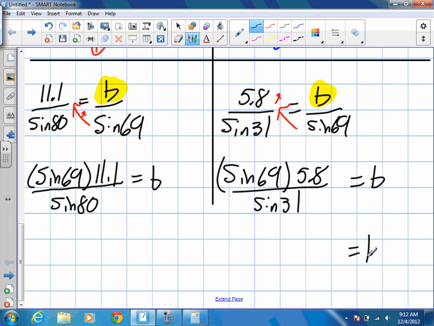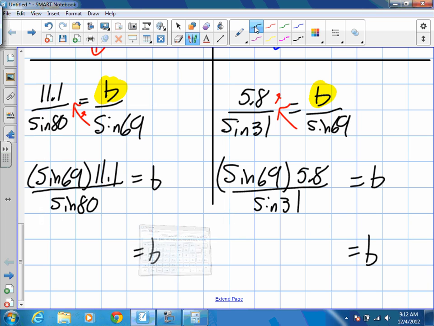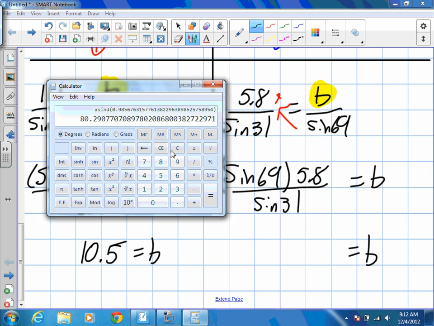10.5. 10.5? Which one did you use, the left or the right? Left. Left? Okay. Somebody try it with the right and tell me what you find. I'll try it with you. So 69 sine times 5.8 equals, I'll divide it by bracket 31 sine and bracket 10.5.